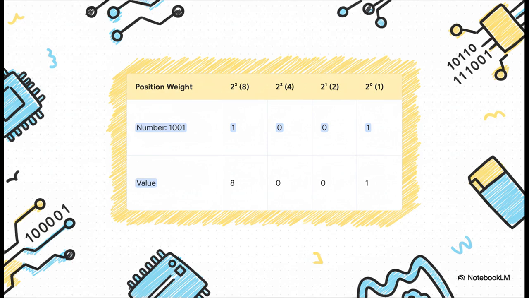The only difference is that their positions are powers of 2, not 10. So when a computer sees the binary number 1001, it's not thinking 1001. It sees 1 eight, 0 fours, 0 twos, and 1 one. You add that up, and it's the number 9 in our world. It's the same principle, just a different base.